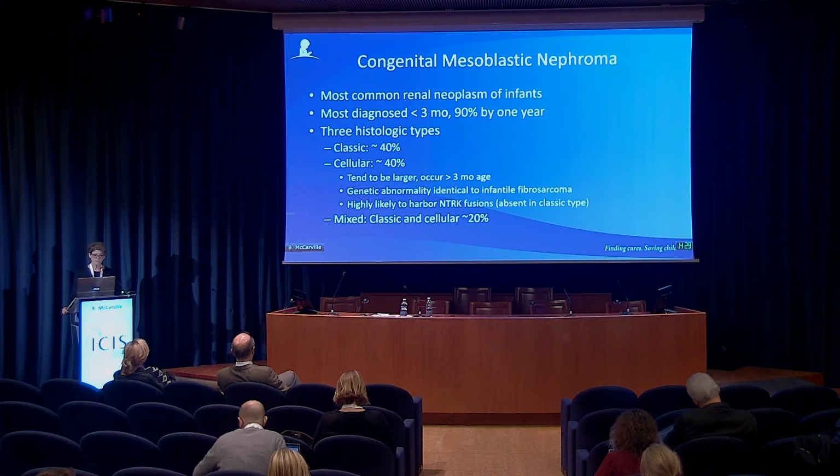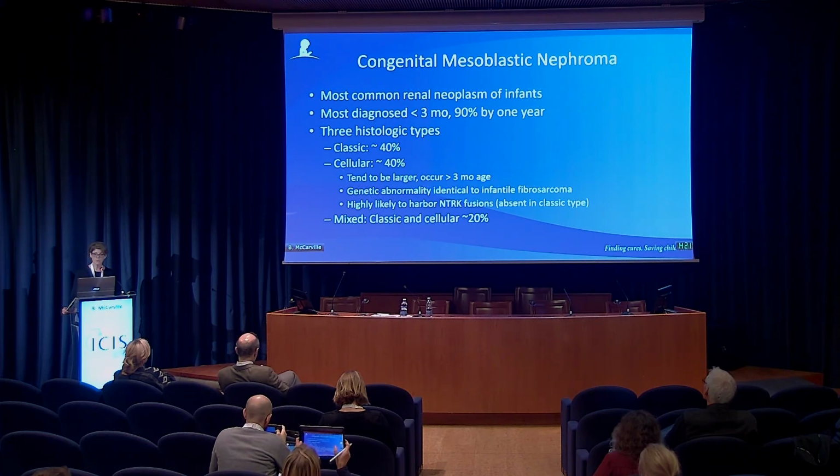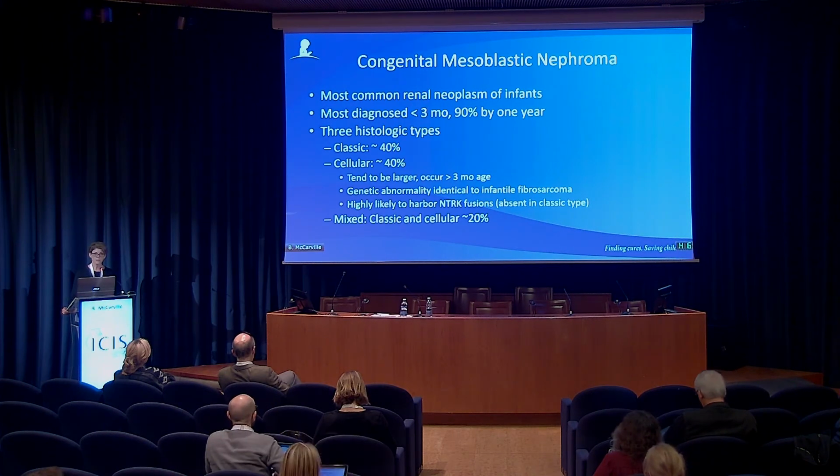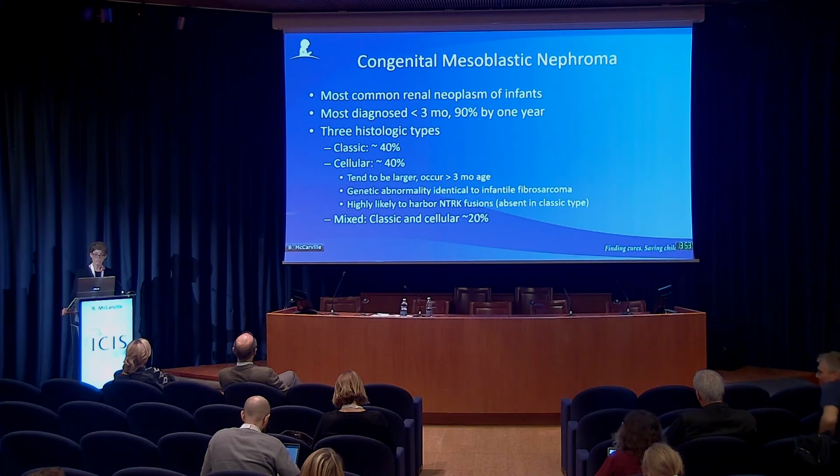Congenital mesoblastic nephroma is the most common renal tumor in infants. Most of these are diagnosed very early in life, before 3 months of age, but almost always before 1 year of age. There are 3 histologic types: the classic type, the cellular type, and the mixed classic and cellular type. The cellular type tend to be a little larger and occur at a little later age. They have a genetic abnormality that is identical to infantile fibrosarcoma, and they have a biologic behavior that's just like infantile fibrosarcoma. They're highly likely to harbor NTRK fusions, which are absent in the classic type.